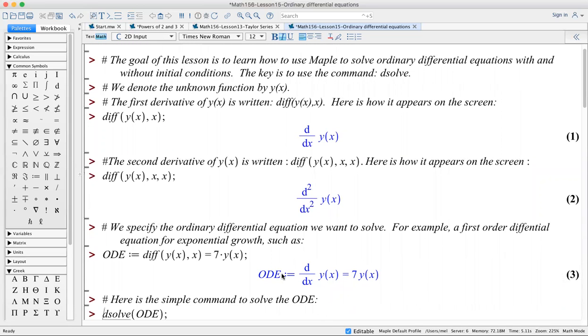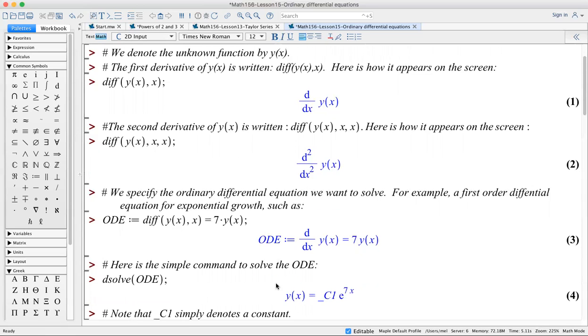So let's just check. How do we solve this differential equation in general? The general solution? Just write Dsolve this ordinary differential equation. And this is what we get. You know from calculus, the solution is just a constant times e to the 7x. This underscore C1 simply denotes a constant. So this is the general solution, some constant times e to the 7x.